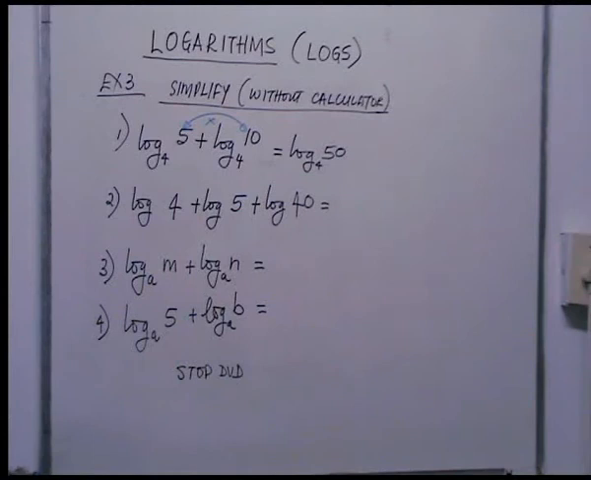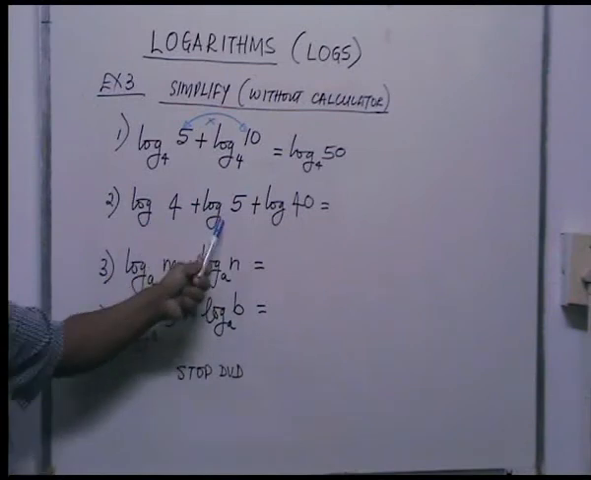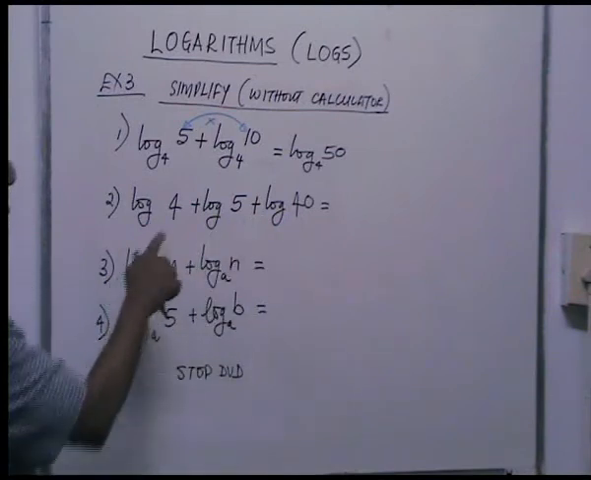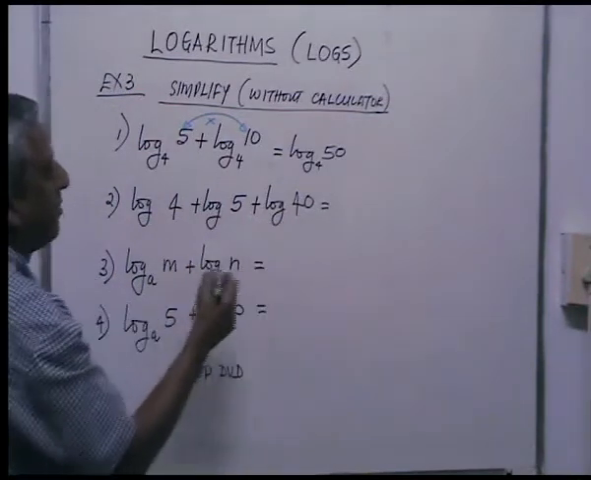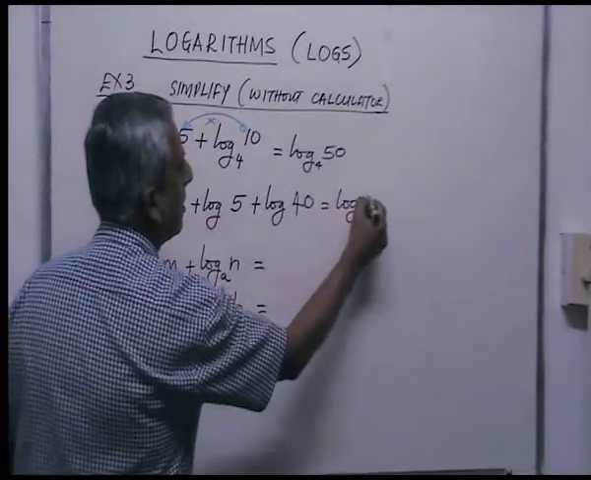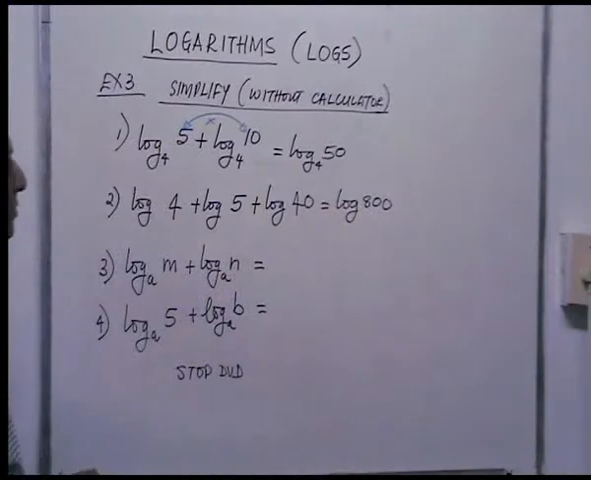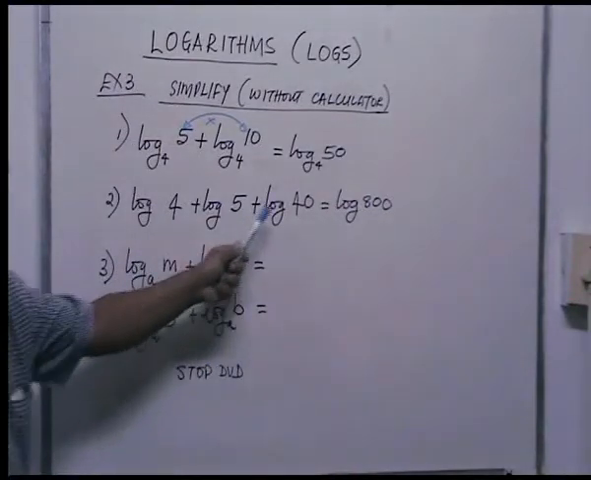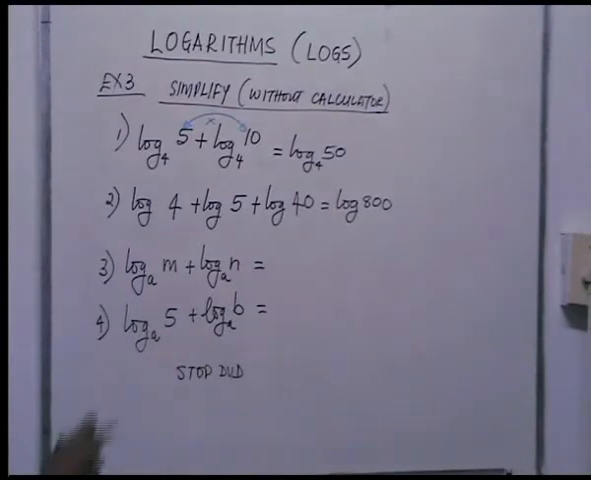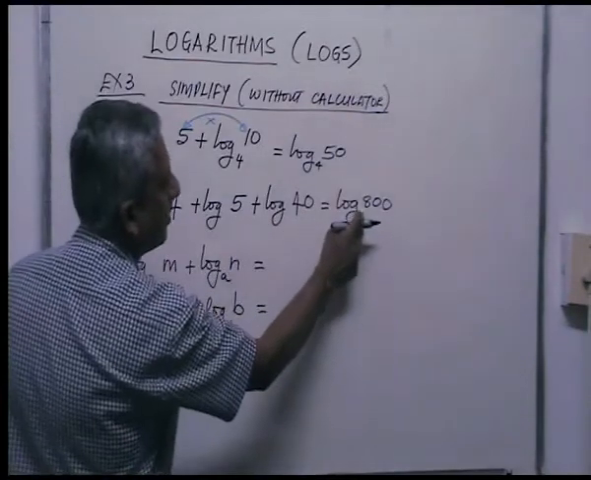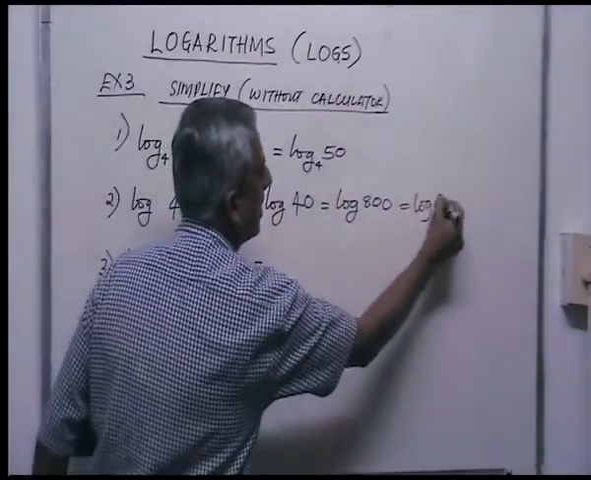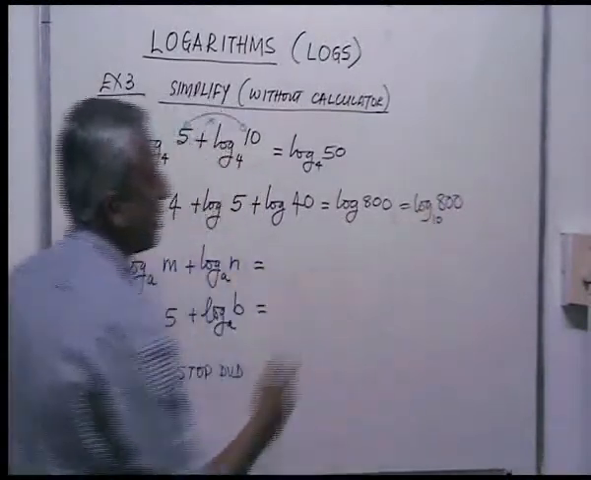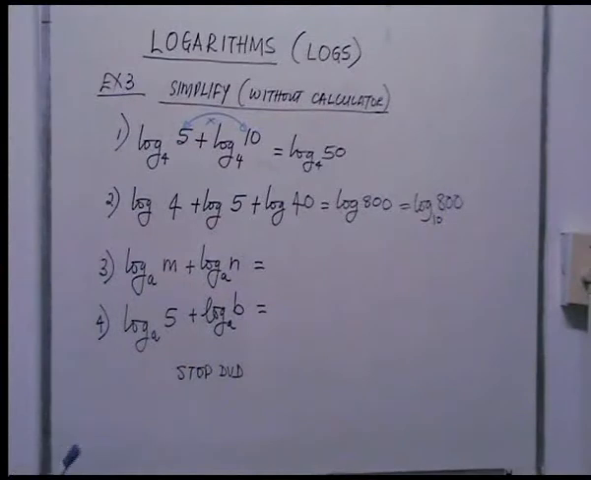Number 2, this time the base is not written. So the base is understood to be 10. Bases are the same. You can just multiply the numbers. 4 times 5, 20. 20 times 40 will give you 800. Log 800. And the base, I can also leave it out because I can write it like that. Or if I want, I can write log 800 to the base 10.